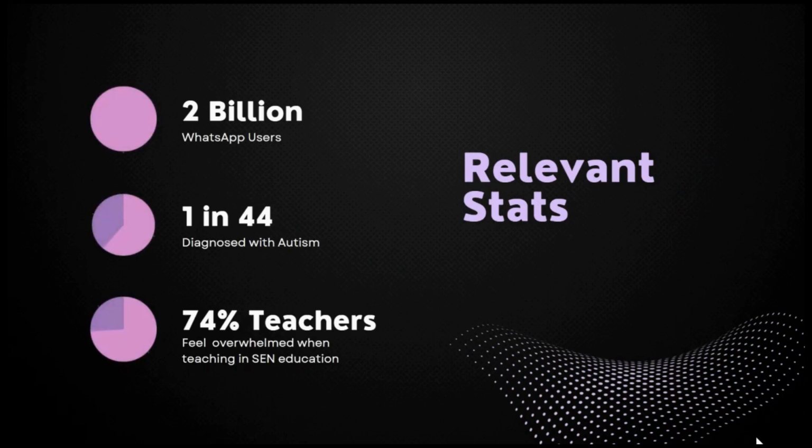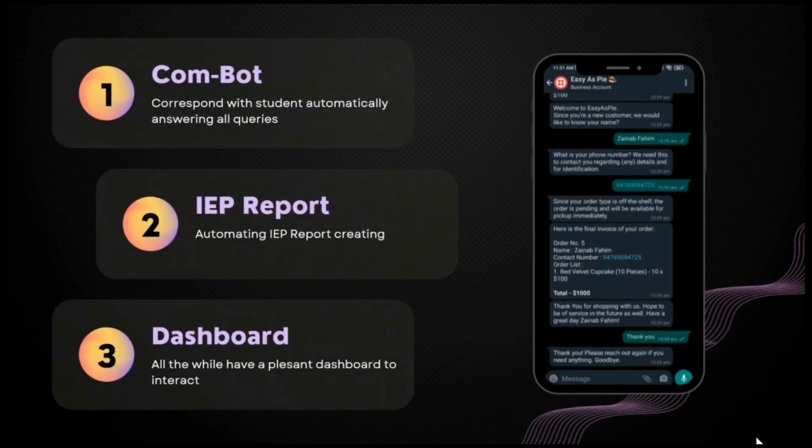We are using a chatbot to connect with the students. We know WhatsApp is very popular, with 2 billion users worldwide. Another thing that made us go into this field is the high diagnosis of autism. 1 in 44 are diagnosed with autism. That is a very high statistic. And finally, according to research, 74% of teachers feel overwhelmed while teaching in a SEN education classroom.